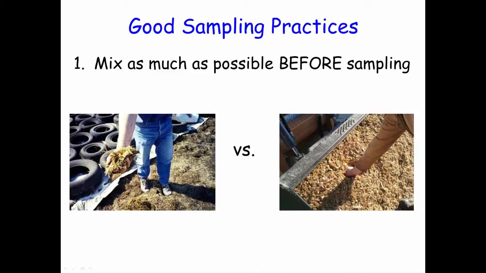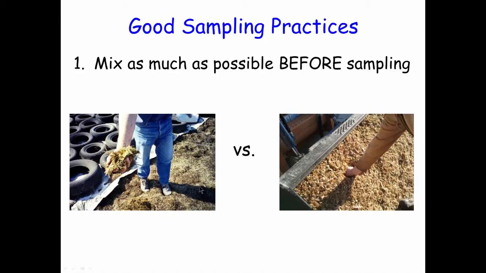Here's an example. This is a bunker, and I'm on the top of this bunker, which you should never be because of safety issues. But if you are, when you take this handful of sample, all you're sampling is this little bit right here. You're not sampling here, and you're not sampling here. You've got a very poor subsample.